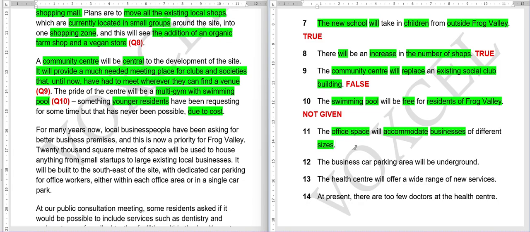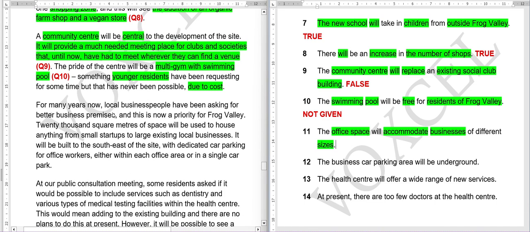But if this is not the case, and they will try to have the same kind of businesses, the same size of business everywhere, the answer will be false. But if we don't know what kind of business sizes they are talking about, or in what context, the answer will be not given. Let's see what the context of the sizes is.